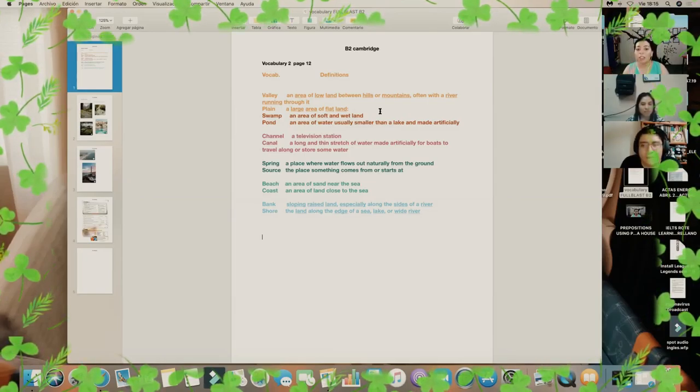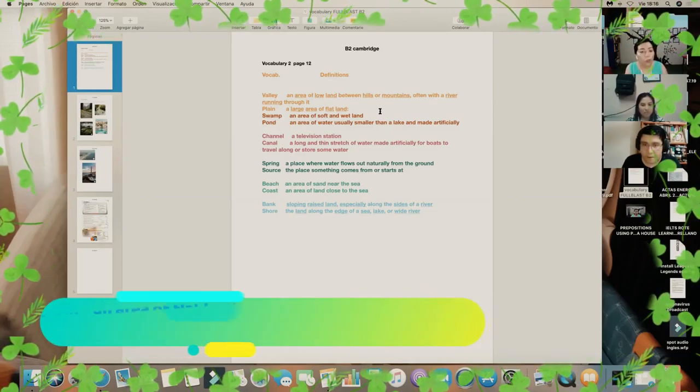So the valley is actually an area of lowland. It's lower, yes, between the hills. You understand that, right? Often with a river running through it. And the plain is a large area of flat land. We understand what flat means, right? Yes. Okay, that's the plain.